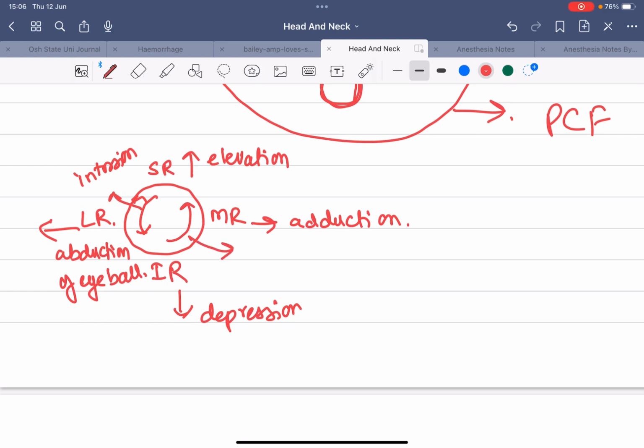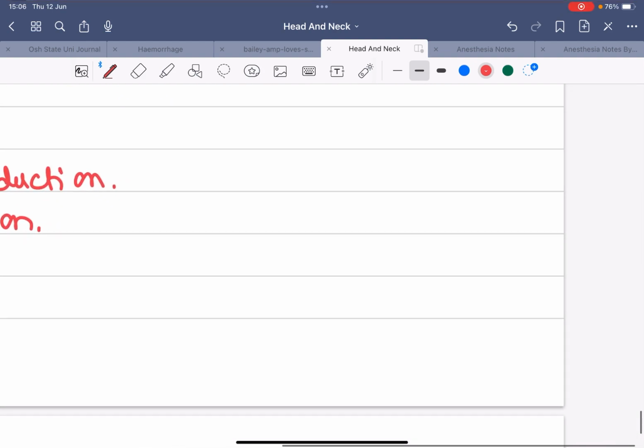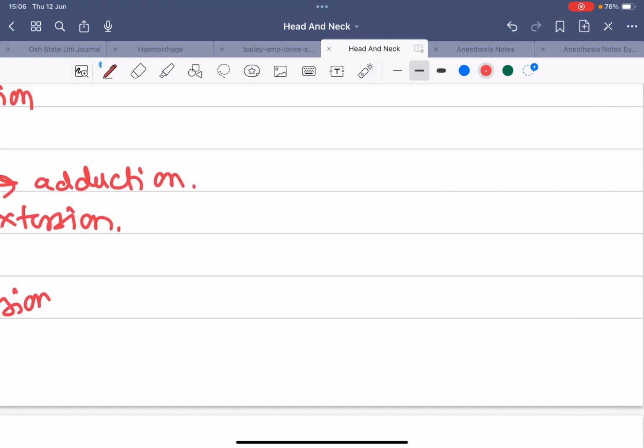Okay, now students make a mistake here: how to remember all the actions of these muscles. So now we will draw one diagram. If you draw this diagram with me, then it will make your life very easy. For example, this is the nose of the patient and this is the eyeball.